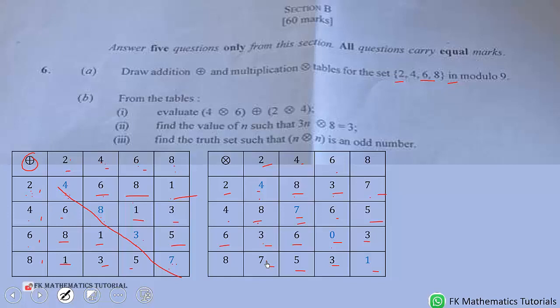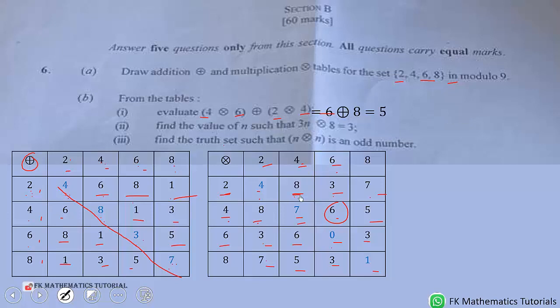Good. Now let's do the B part. B(i). We have to evaluate 4 ⊗ 6 ⊕ 2 ⊗ 4. So how do we do that? You come to the multiplication table. 4 ⊗ 6. So 4, 6 is 6. So you put it there. Then 2 ⊗ 4. 2, 4 is 8. You put it there.